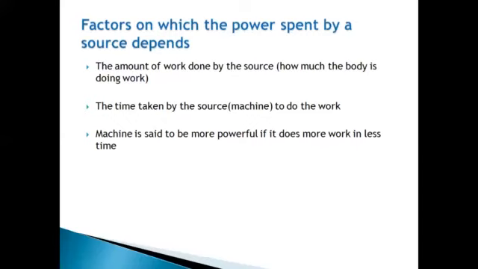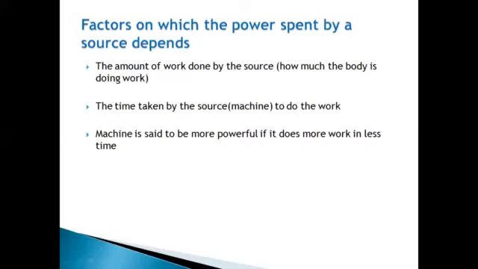And the second thing is the time taken by the source to do the work. The machine should do more work in less time, then only it is said to be more powerful. The machine is said to be more powerful if it does more work in less time. So which are those two factors?